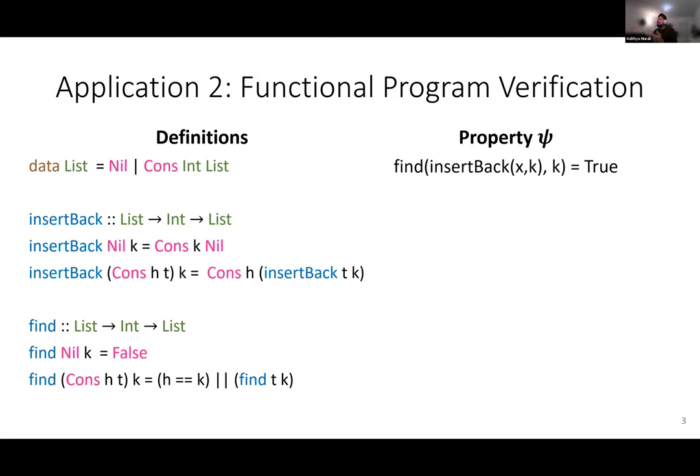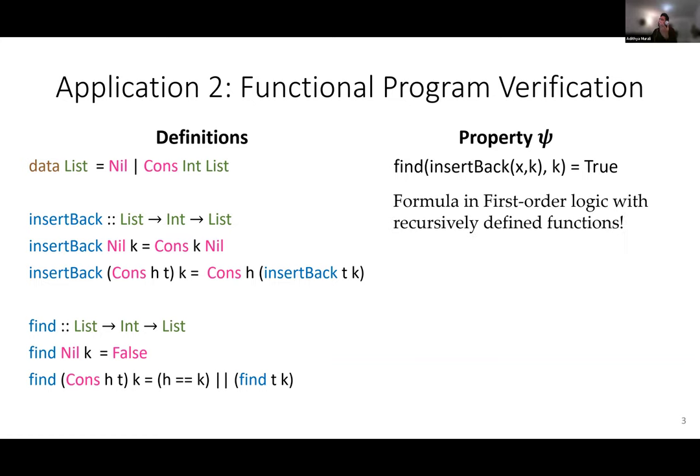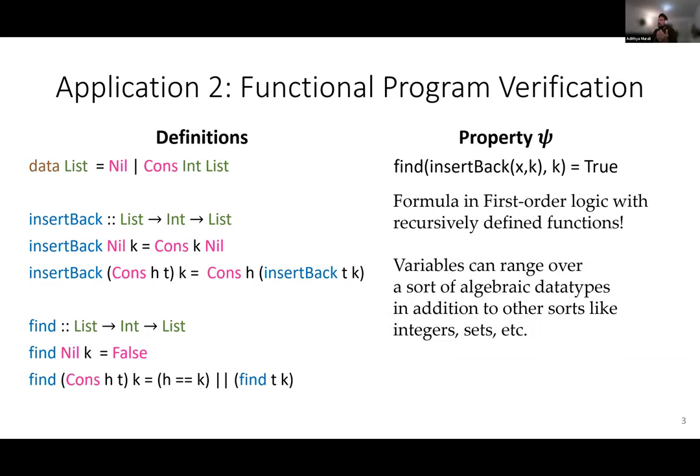And the property you want to check is that if you've just inserted an element k into a list x, then if you check whether k can in fact be found in that list, the answer is true. So this property is also a formula in first-order logic with recursively defined functions. This is a different domain, though. Here, variables can range over a sort of algebraic data types in addition to other sorts like integers or sets and these other types that you use, like reals or whatnot.